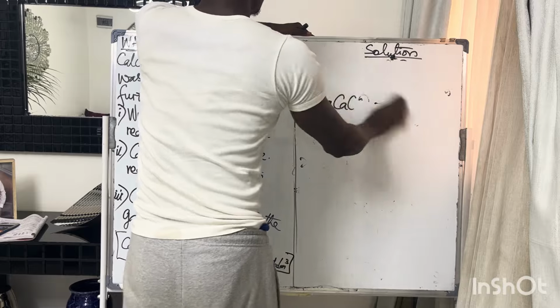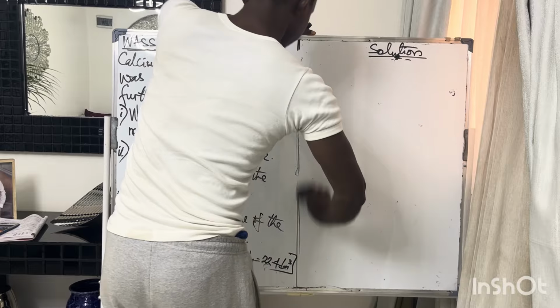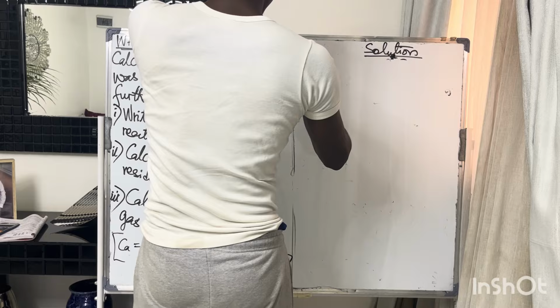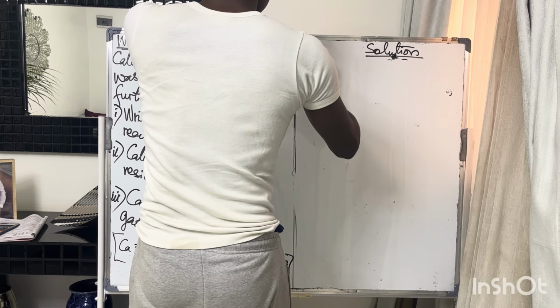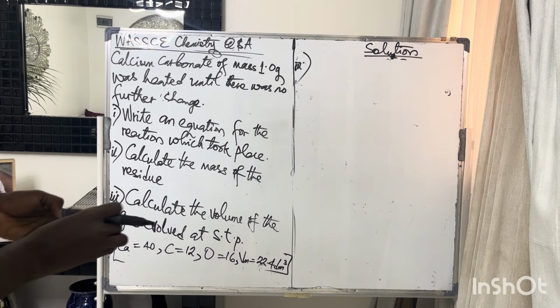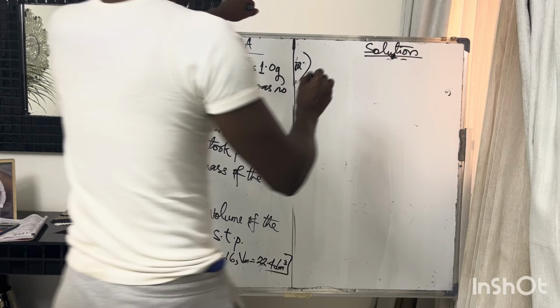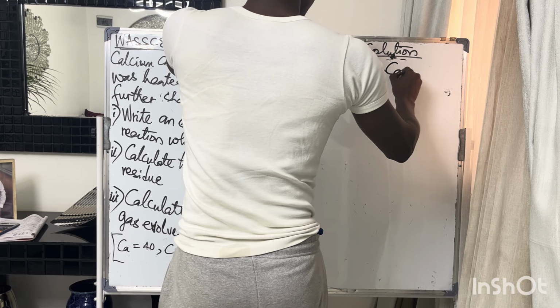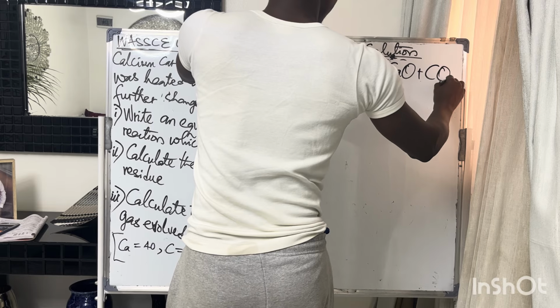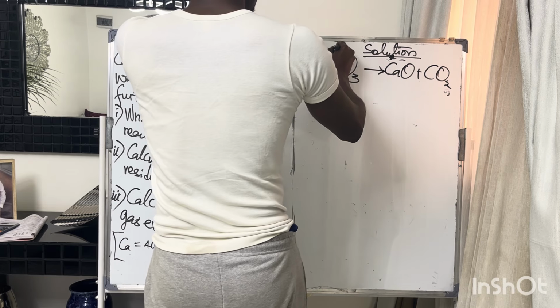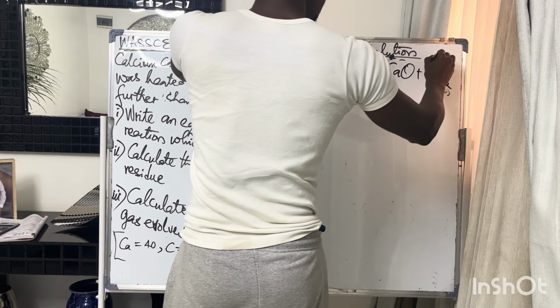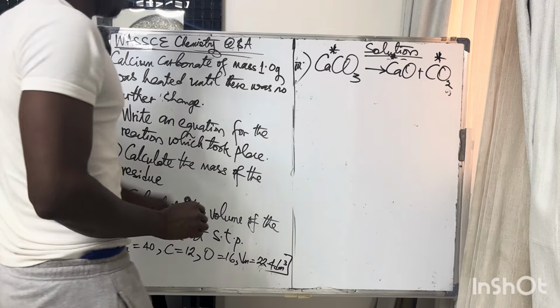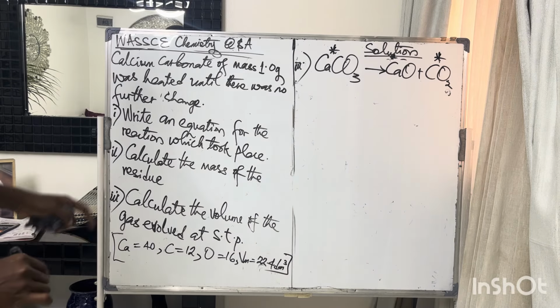Question 3: calculate the volume of the gas evolved at STP. I need the equation and I've rubbed it off, so I'll write it again for the sake of clarity: calcium carbonate gives calcium oxide and carbon dioxide gas. In question 3, we are comparing calcium carbonate and carbon dioxide, the two things we need to get the volume of the gas evolved.